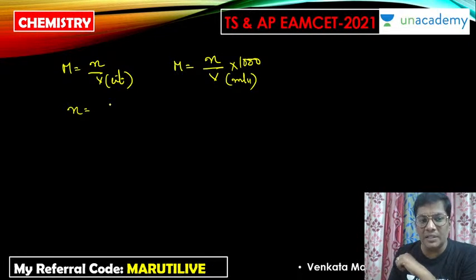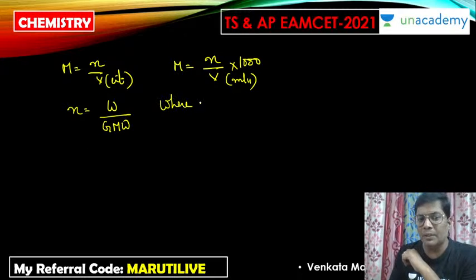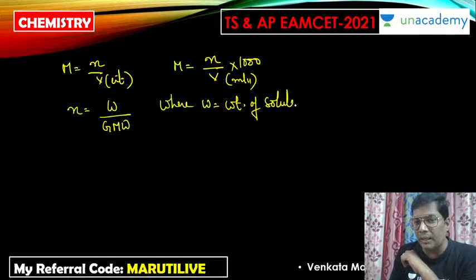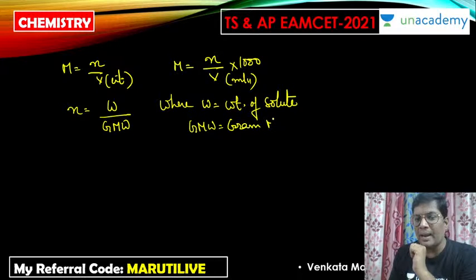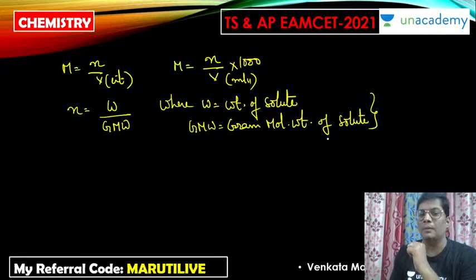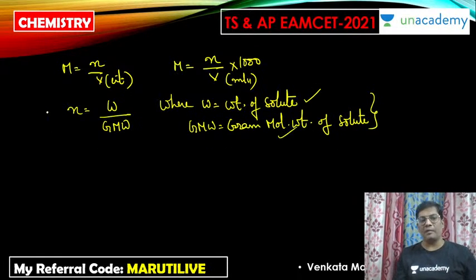Number of moles, N is equal to W by GMW, where W is the weight of the solute only. Very good, Satvik. W by GMW, perfect. What is GMW? It is the gram molecular weight of the solute only.